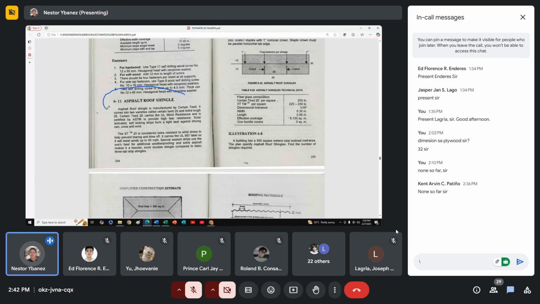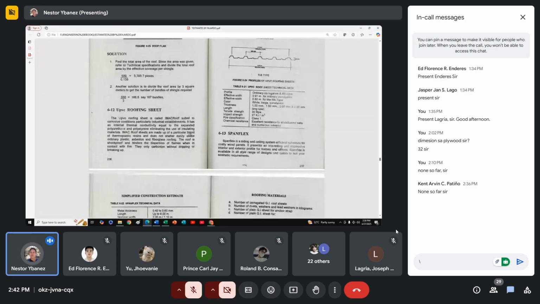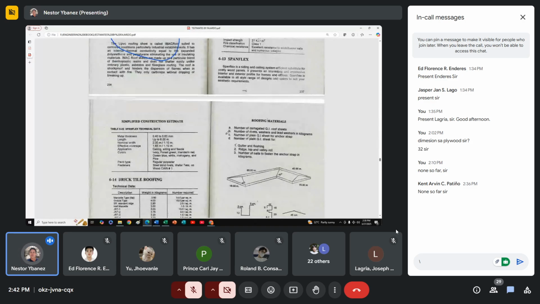Asphalt roof shingle, it's gone already. We will not learn about this one anymore, they are obsolete.